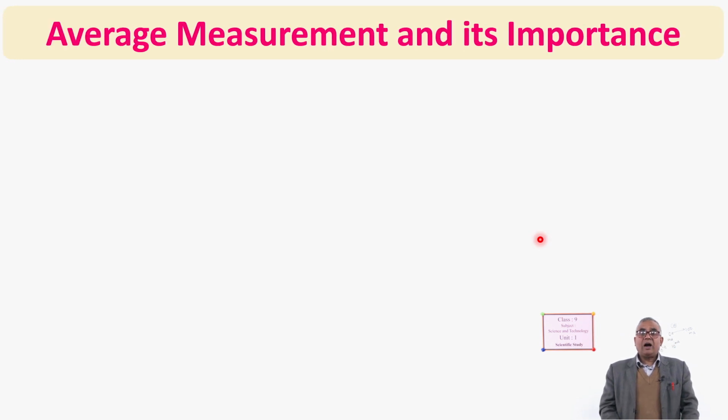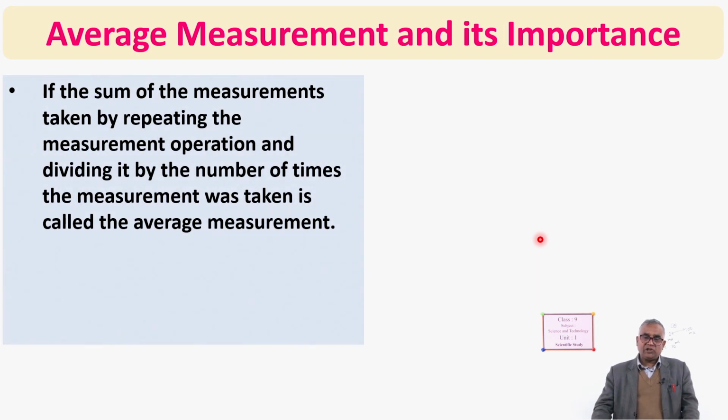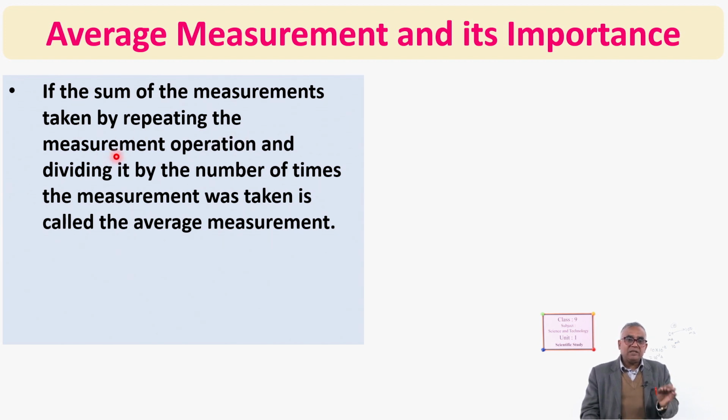Okay. Now we have to discuss average measurement and its importance. Average measurement, you are familiar with it. You have done this work many times, it is just repetition. You take the sum of the measurements taken by repeating the measurement operation and divide it by the number of times you took the measurement. Then you will get the average measurement.